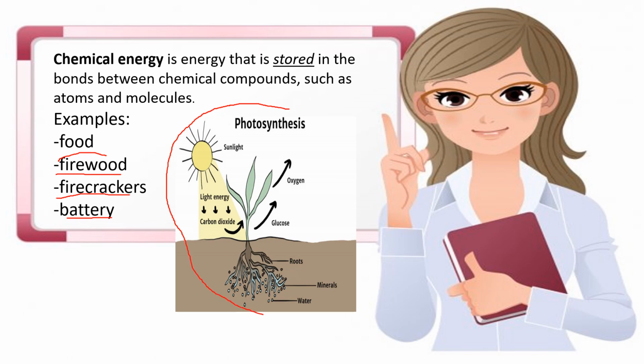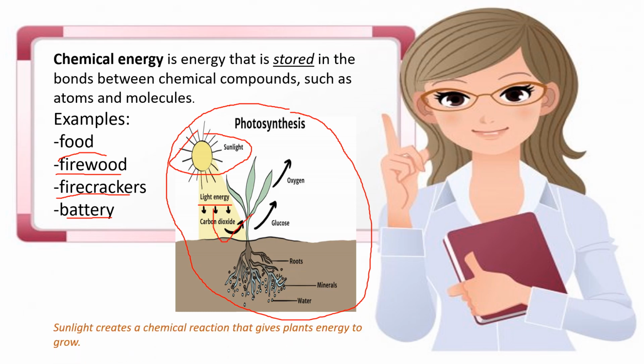This shows what we call photosynthesis. During the process of photosynthesis, the sun has light energy, so that is being stored in the plants. Sunlight creates a chemical reaction that gives plants energy to grow. In short, plants has stored energy that is coming from the sun.